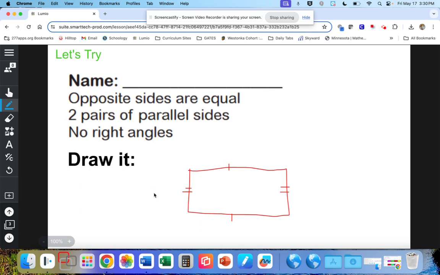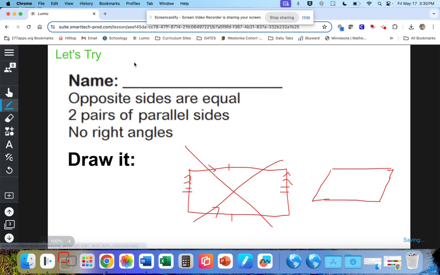And it has those parallel sides. But it has no right angle, so it can't be this. The only other shape then would be a parallelogram. A parallelogram has those two pairs of parallel sides and opposite sides are equal. So this is going to be called a parallelogram.